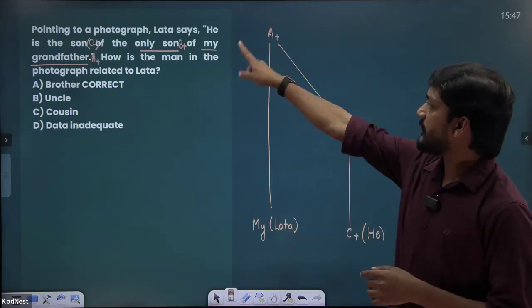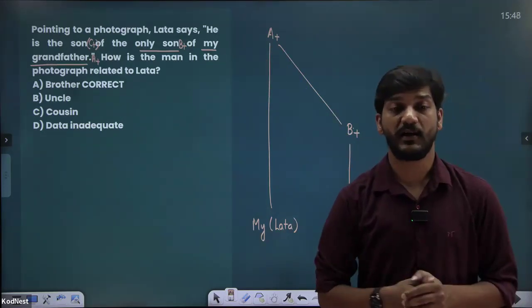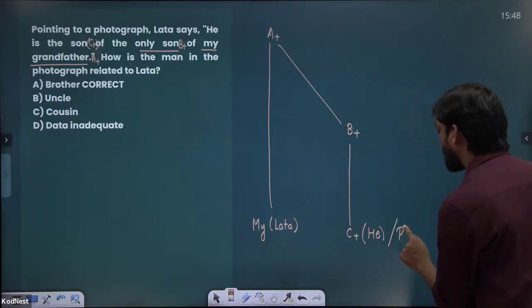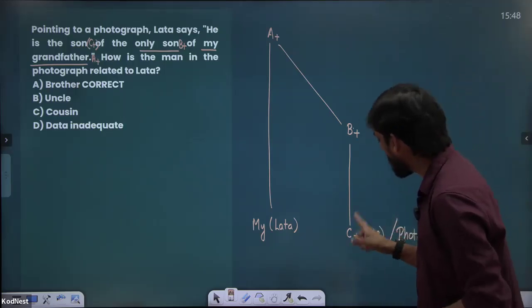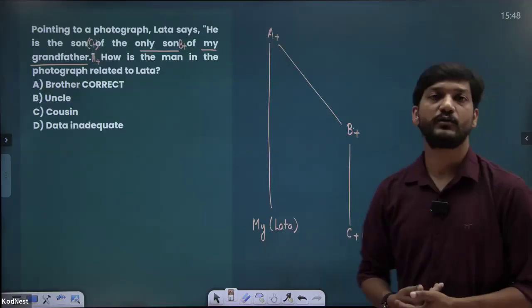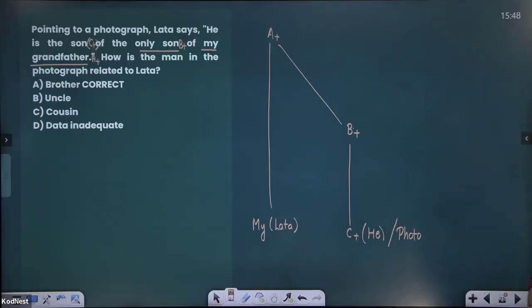And Lata says he is the son, pointing to a photograph. That means this person is in the photograph. So the photograph is of this person. Lata is talking about this person, and for this person, the word "he" will also be used. Carefully see, is the diagram clear? All of you.